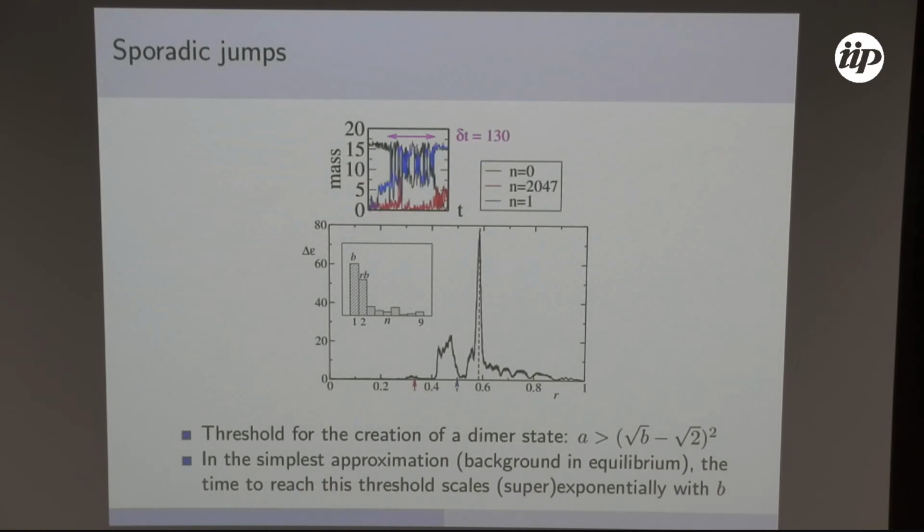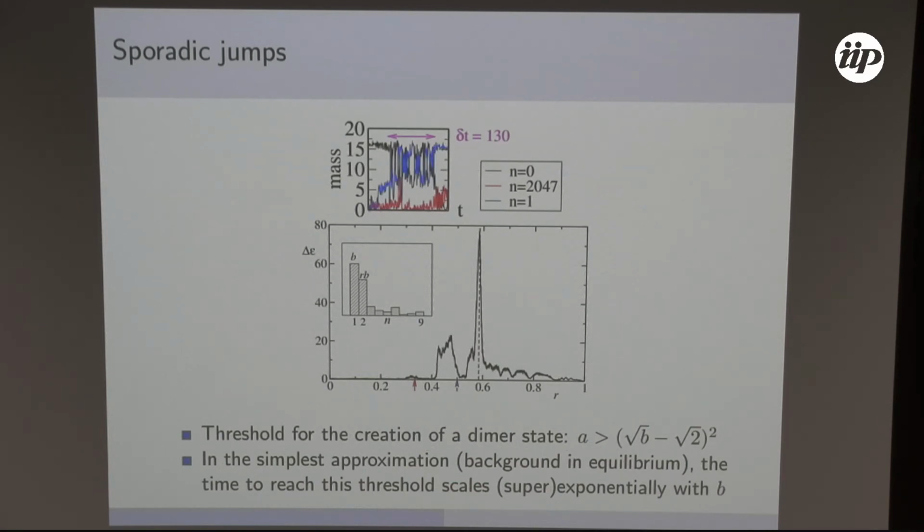So let me go to the other part of the story. Sporadic jumps. So what is the nature of these jumps? As I showed you, you have the creation of this bound state, and indeed we found that typically this corresponds to the creation of dimer states.